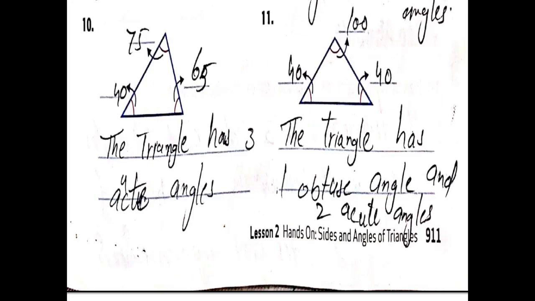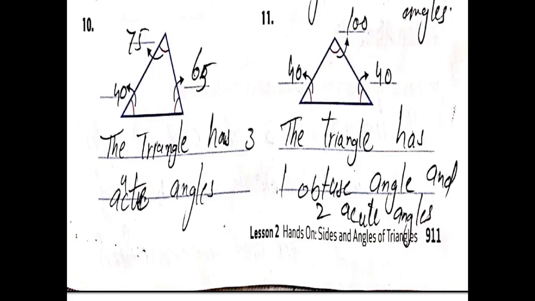Next, number 10. One angle is 75 degrees, another angle is 40 degrees, and the third angle is 65 degrees. We will write our observation. The triangle has 3 acute angles. Why? Because all the 3 angles are less than 90 degrees, so they are acute angles.